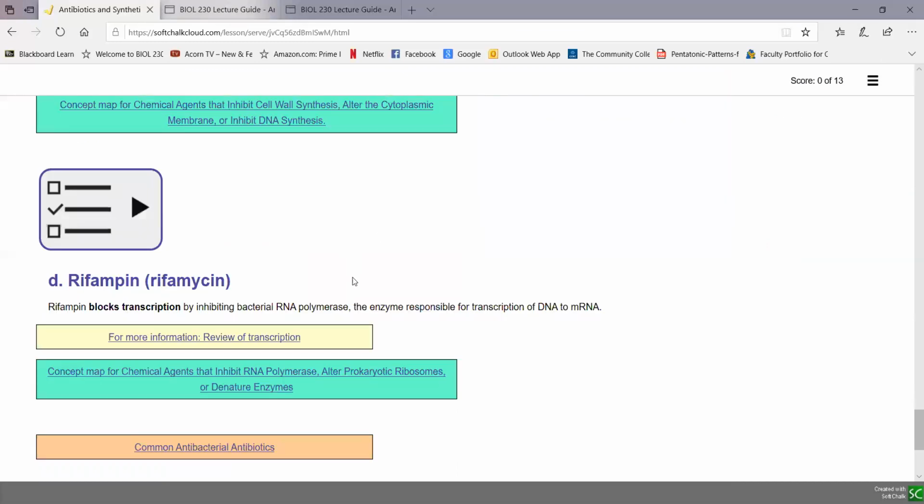And then we'll have one group of drugs, rifampin or rifamycin, and this blocks transcription by inhibiting RNA polymerase, the enzyme that transcribes DNA into messenger RNA.